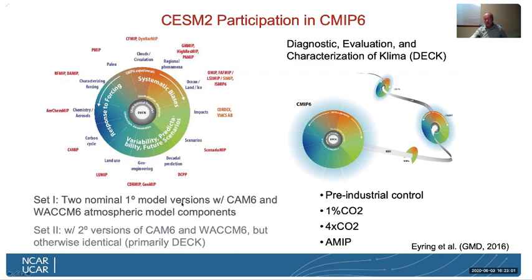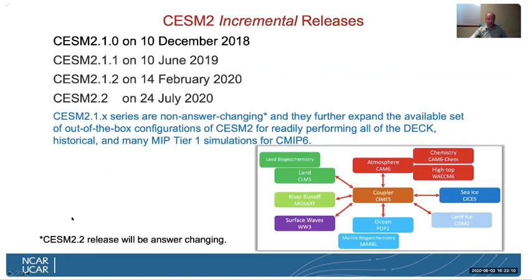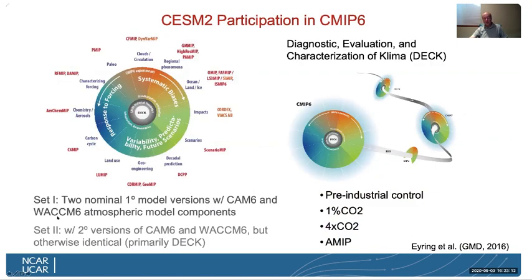Our workhorse model has 1 degree nominal resolution. We have run both the low top CAM6 and the high top version with comprehensive chemistry. That's WACCM, the whole atmosphere chemistry climate model. So we have all those sets. Then, in order to serve the university community and the paleoclimate community, we also created a 2 degree version of the atmospheric model, which is a lot cheaper.